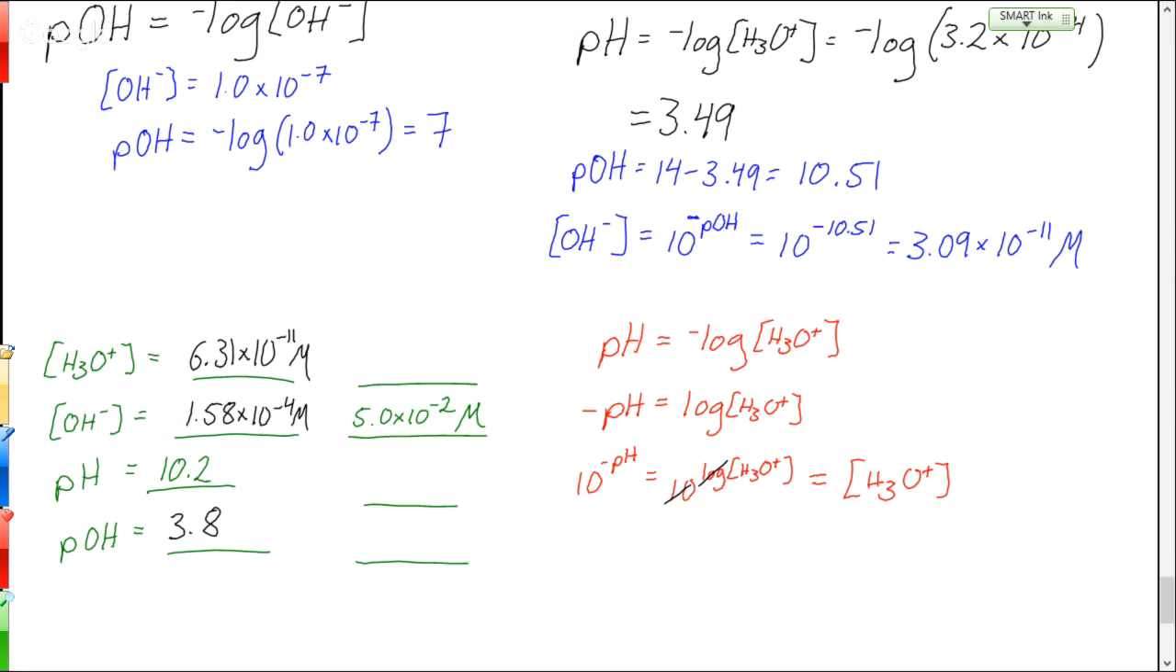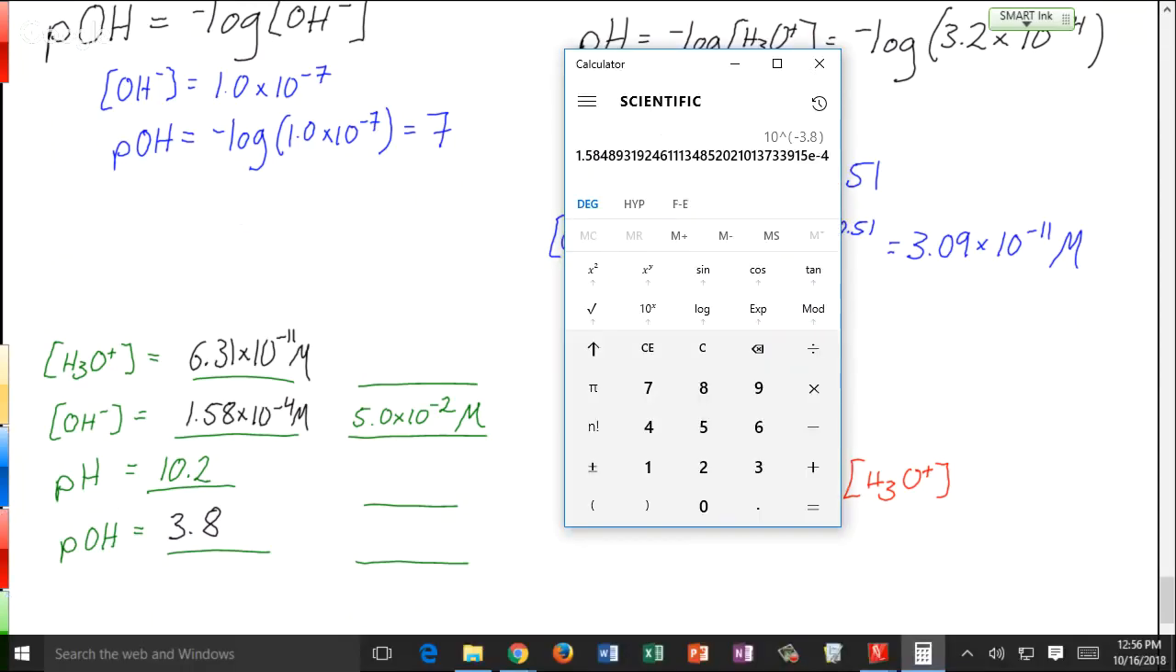All right. Let's continue with the next one then. So from the hydroxide concentration, we can get the pOH, again, by taking that negative log.